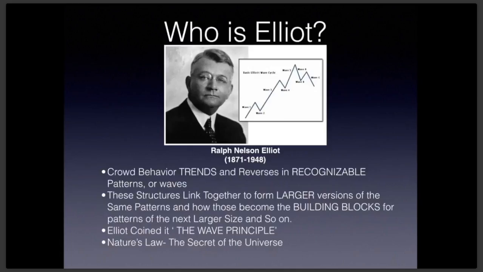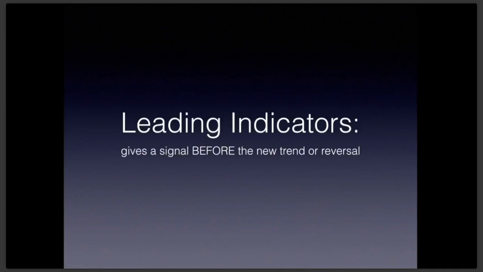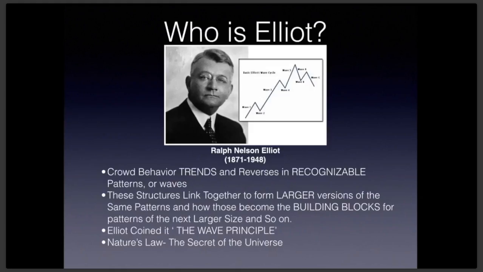Okay, so who invented the Elliott wave? Ralph Nelson Elliott invented the Elliott wave concept by using crowd behavior, trends and reversals in recognizable patterns or waves. These structures link together to form larger versions of the same patterns, and those become the building blocks for patterns of the next larger size, and so on.